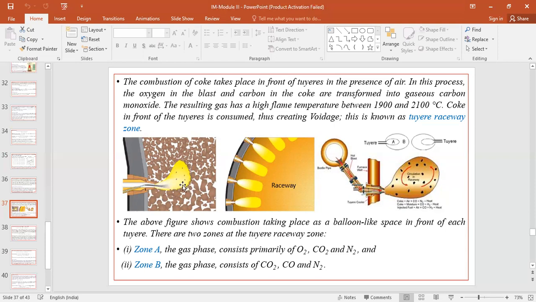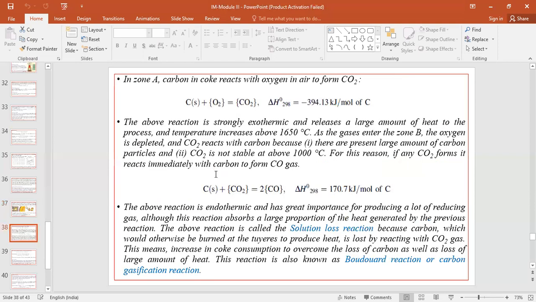In zone A, because of these chemical reactions, the gaseous environment consists primarily of CO2, O2, as well as N2. And in zone B, you will have a gaseous phase predominantly consisting of CO2, CO, and N2. As I mentioned, in zone A, the carbon present in the coke reacts with gaseous oxygen and forms carbon dioxide gas. So this is a highly exothermic reaction, where you can see the delta H value.